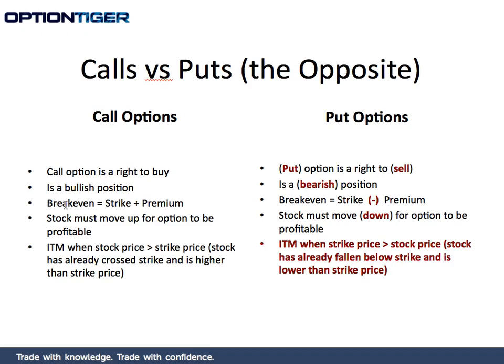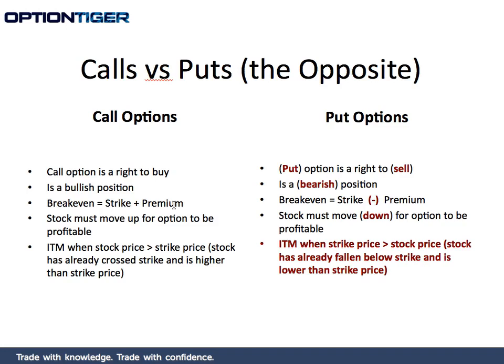In the case of the call options, our break-even price was the strike price plus the premium. Because it's a bullish position, the stock had to move up to our strike price, and plus we had to add the premium there. Only then have we broken even, and after that it's all profit. In the put options case, it's actually exactly the opposite. The break-even is the strike price minus the premium that you pay.